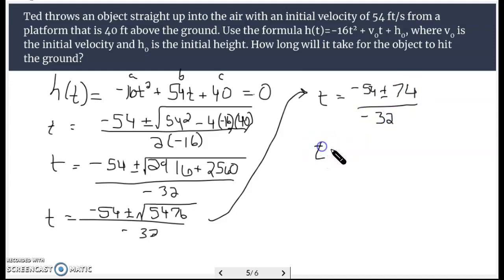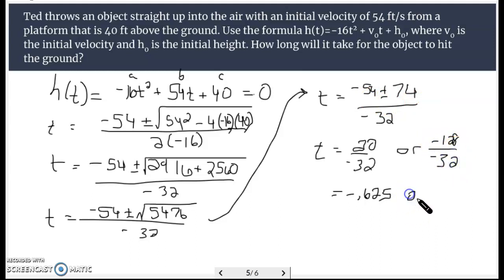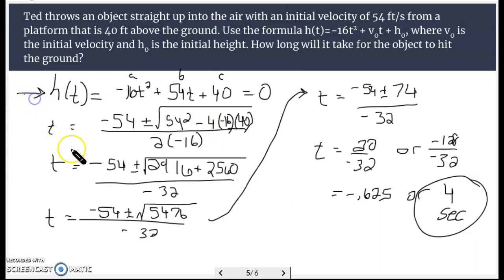All right, if I do negative 54 plus 74, that gives me 20 over negative 32. And that decimal comes out to negative 0.625. And that doesn't make sense because you can't have negative time. However, negative 54 minus 74 is negative 128 over negative 32. That divides evenly to positive 4, and that is the time it takes to hit the ground, 4 seconds. Keep in mind, another way to do this, graph this equation on Desmos, look for the x-intercepts, and that tells you that those two x-intercepts should be at these two numbers right here, negative 0.625 and positive 4.